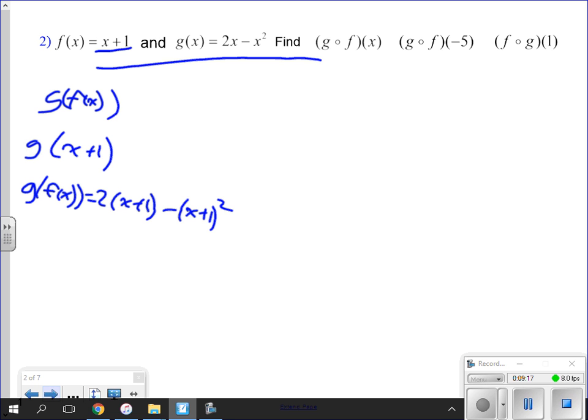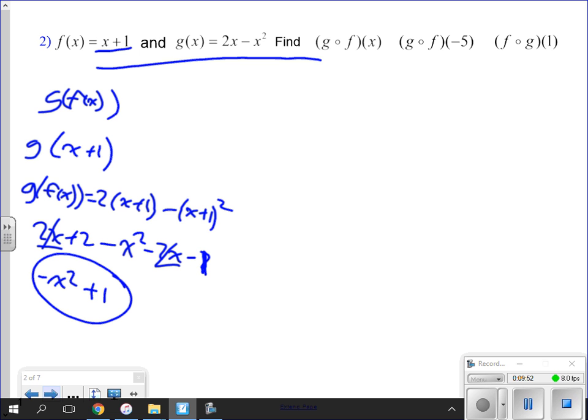And then you simplify. Distribute the 2: 2x plus 2 minus, take x plus 1 and square it and change the sign of everything: minus x squared minus 2x minus 1. It is not x squared plus 1 squared. It's x plus 1 times x plus 1. Somebody did that on the test. Okay. 2x minus 2x, they cancel each other. So I have negative x squared. And then I have a 2 minus 1. So I get negative x squared plus 1.